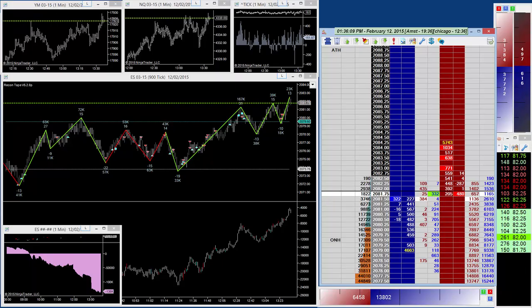So that's what we're looking at. So we need a bit of price progression upwards. So let's just see how we get along.